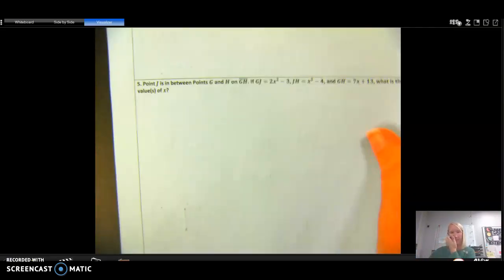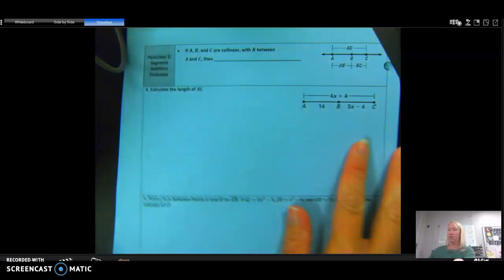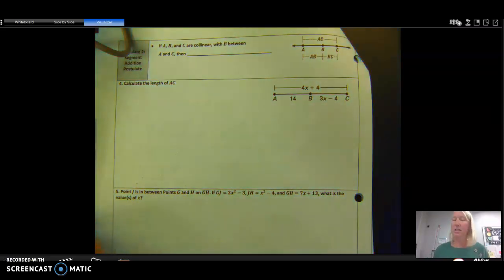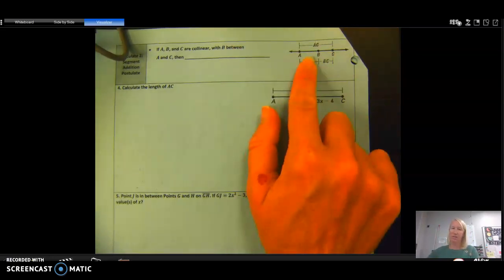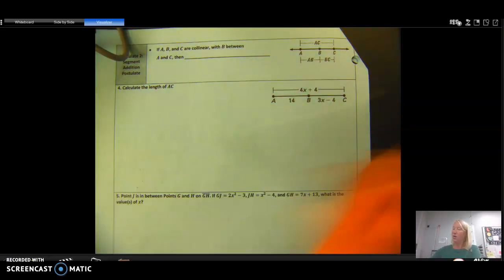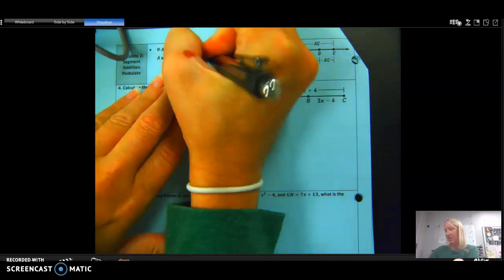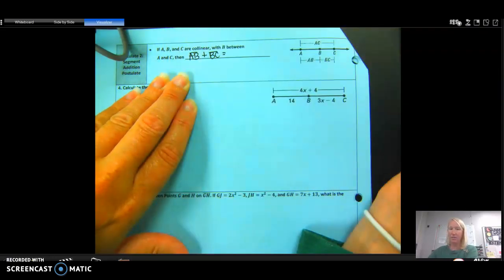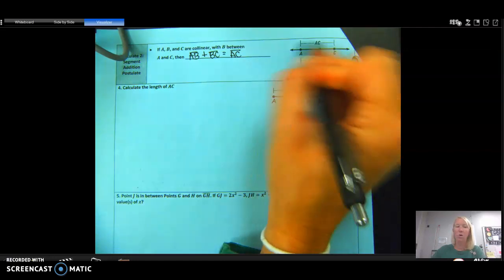Postulate 2 is the segment addition postulate. Okay. So if A, B, and C are collinear, so we have to remind ourselves collinear means on the same line, with B between A and C, so they drew a picture. Here's line AC, but we have segment A, B, C, and B is in between A and C. What that means is that I can take the piece of AB, and I can add the piece of BC, and once I've added those pieces, I should get the whole length of AC. And that's what segment addition postulate is saying. This piece plus this piece will equal the whole piece.